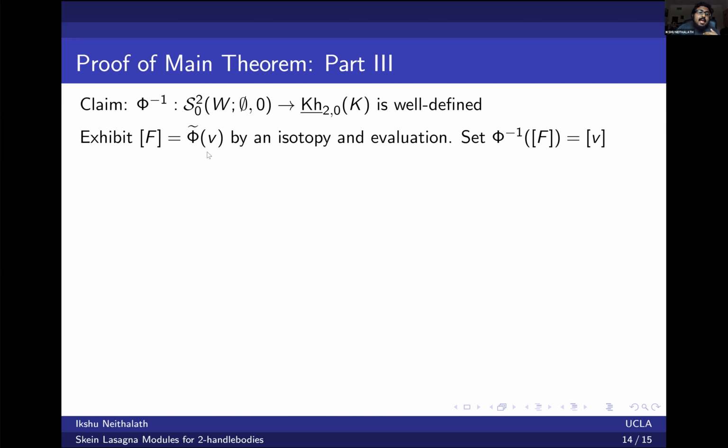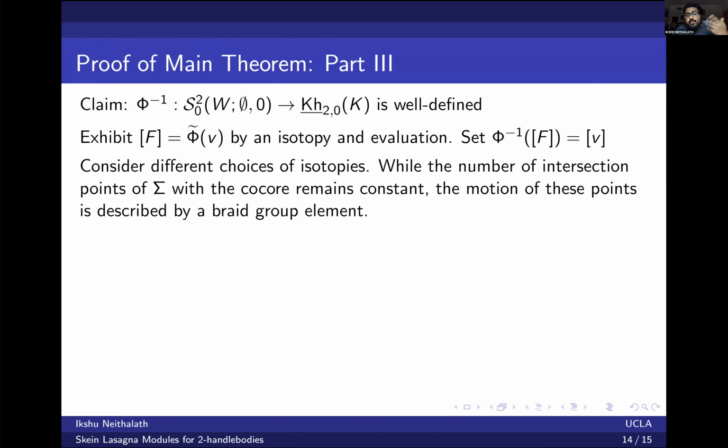I can view it, and in the image of phi tilde, I can say it's phi tilde of some element V in one of those Khovanov homology groups. So I'd like to set phi inverse of this class to be the class of V in the cabled homology. But to define this element V, that requires perhaps doing some isotopy or some evaluations on that lasagna filling F. And there are many possible ways of doing those isotopies and evaluations. And depending on how I do it, I'll get a different answer for V. And I want to say that all those different answers for V are actually equivalent in the cabled homology.